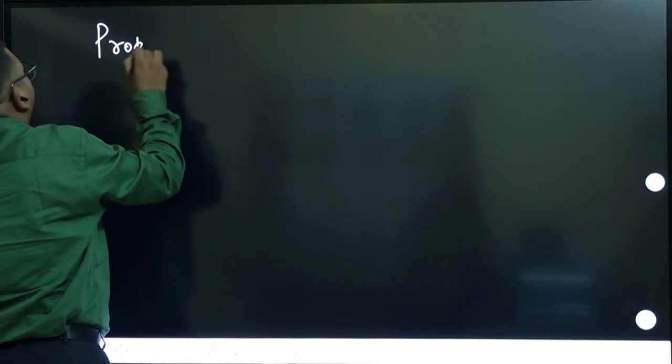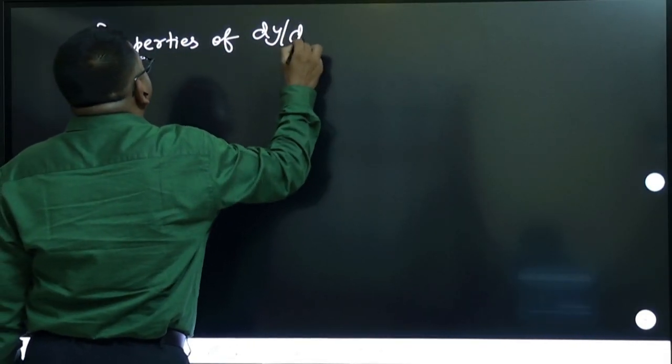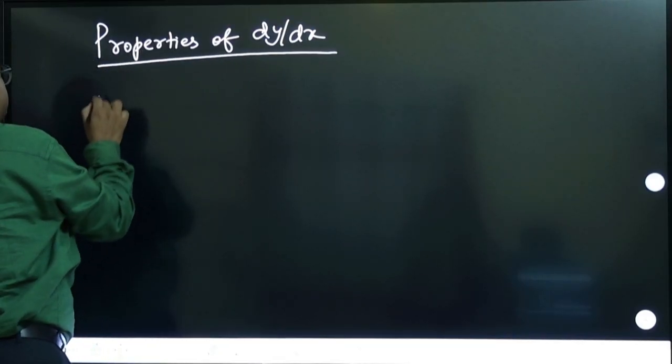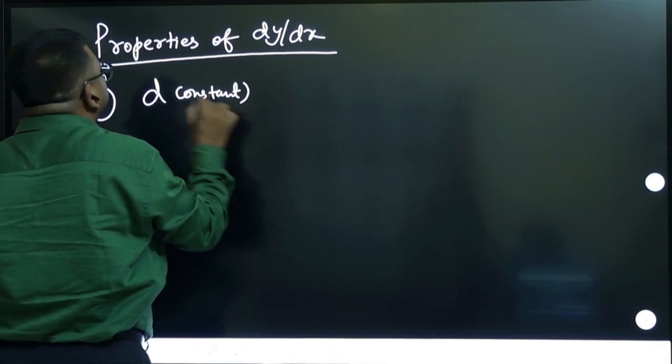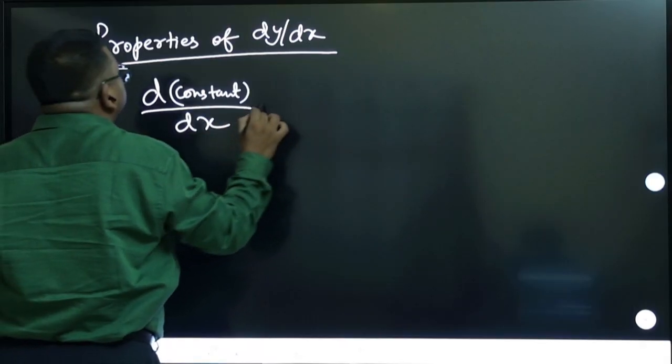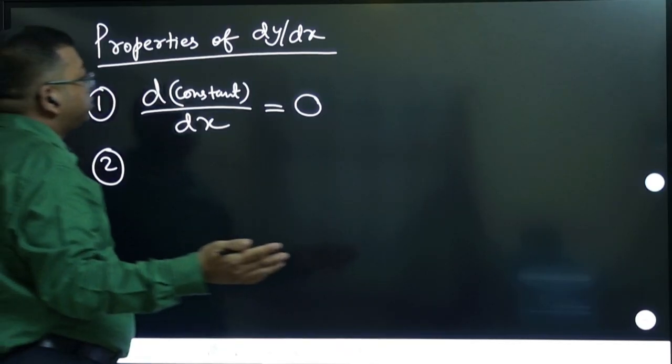Properties of dy by dx. So the first property: differentiation of a constant with respect to x is going to be 0, because a constant does not change.